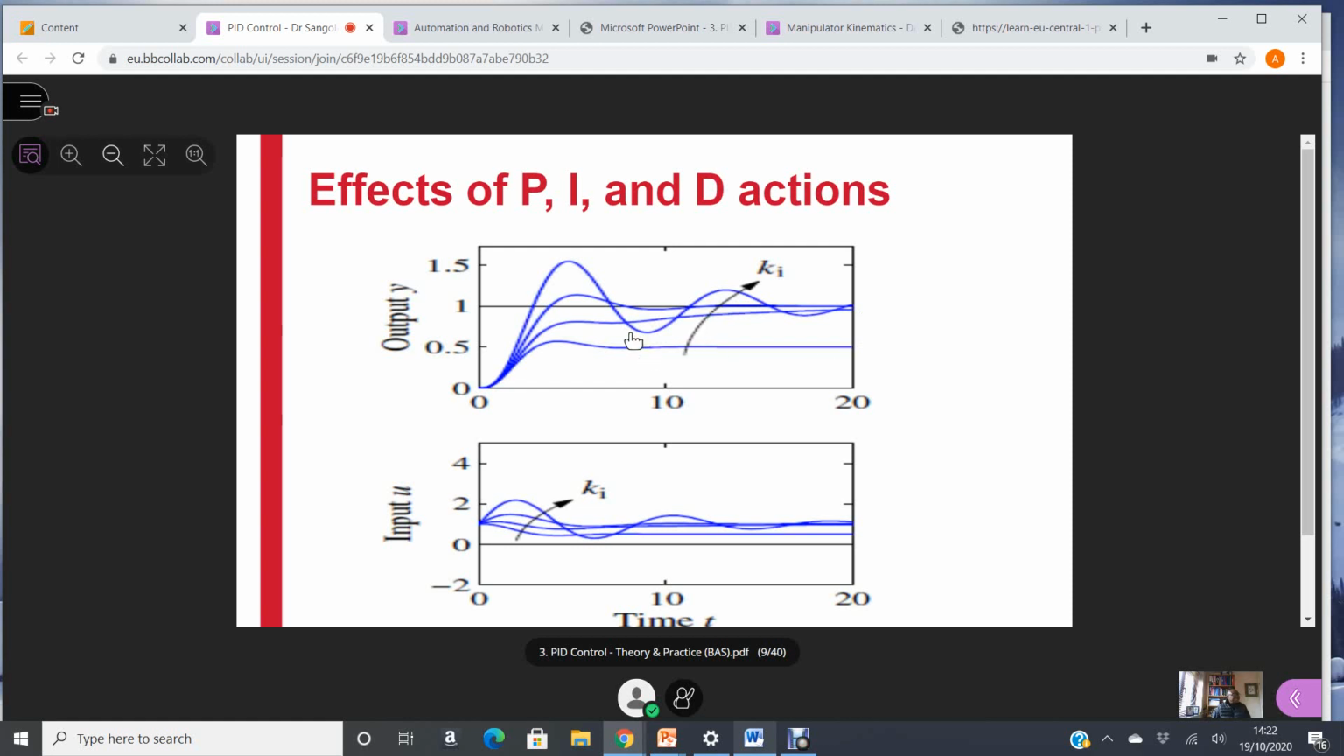But then again, just like the proportional control action, you see that as we increase Ki, the system becomes more and more oscillatory. So the system is tending towards instability. So we increase Ki at the risk of making the system become unstable. That's something we need to take note of, just similar to the risk when you increase KP.